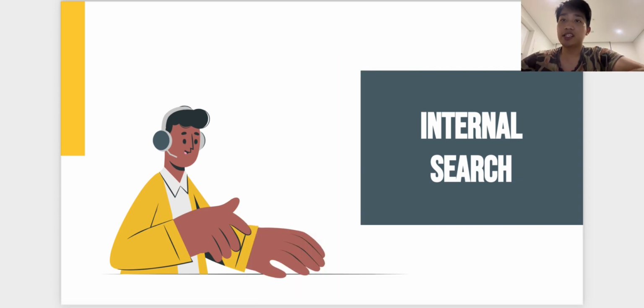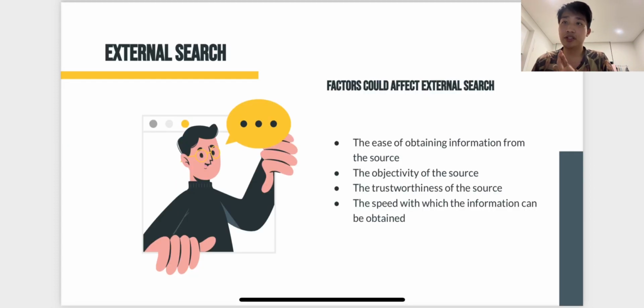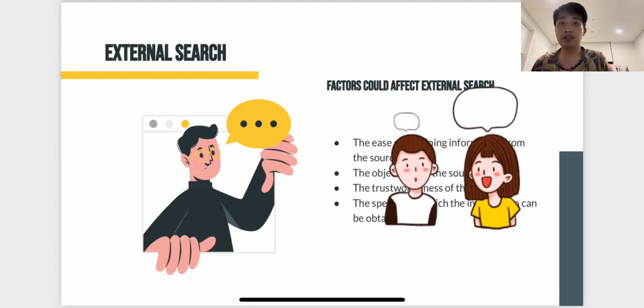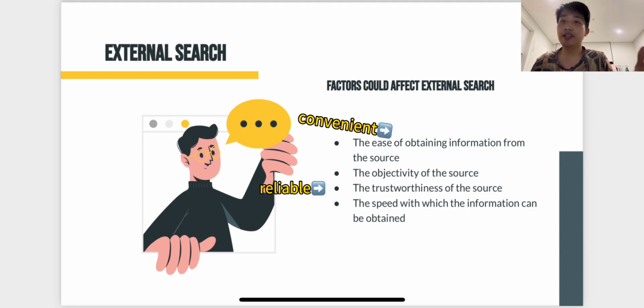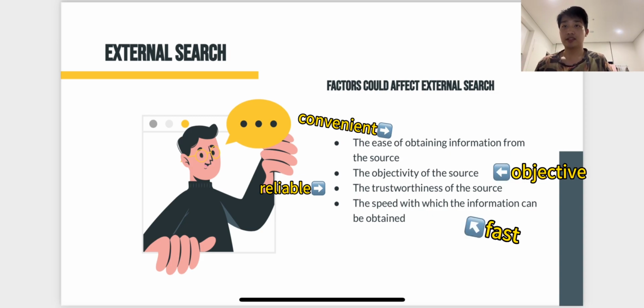But sometimes experience is not enough to find out the best choice. Customers start searching outside. External search includes word of mouth from friends or family, which is convenient and reliable, or searching online for product reviews. Reviews are very objective and it's quite fast because you just get on your phone and start searching.